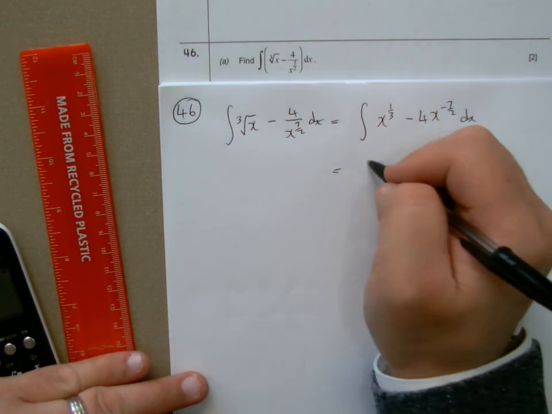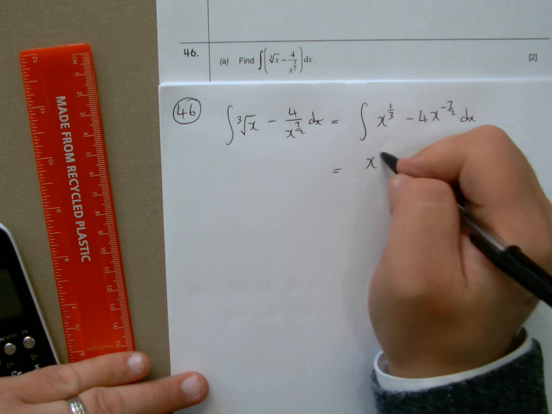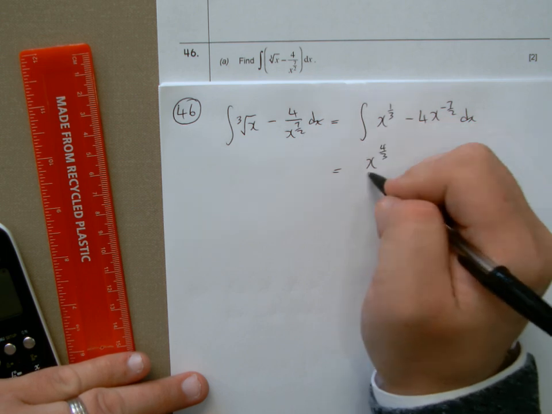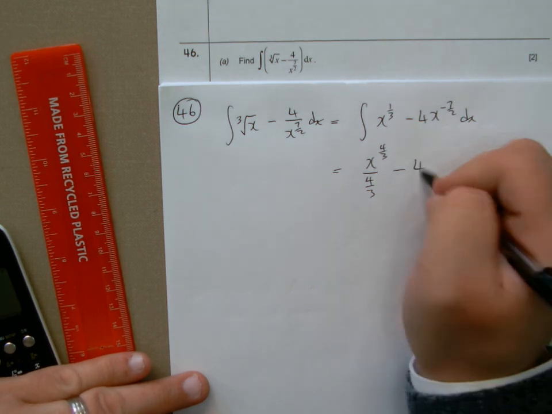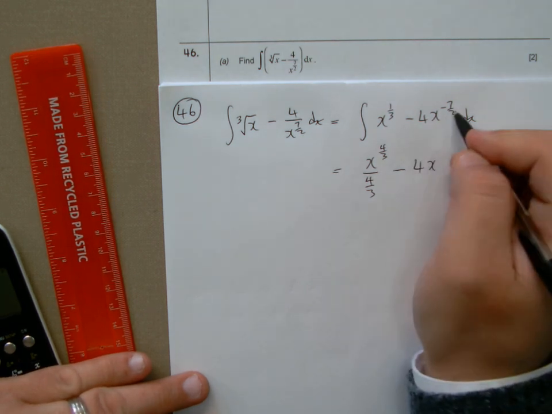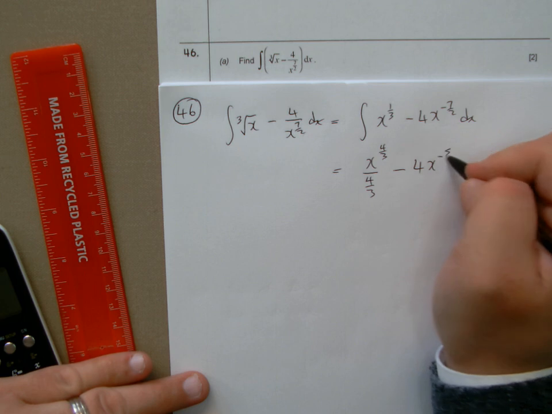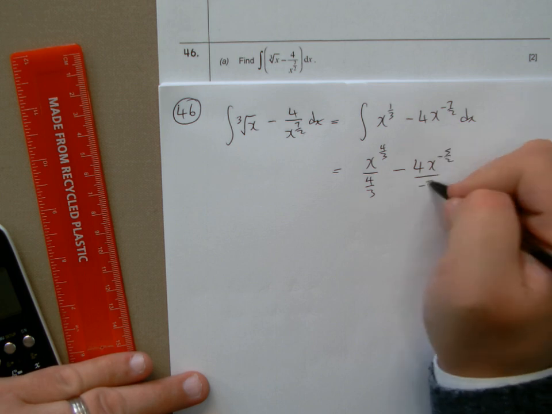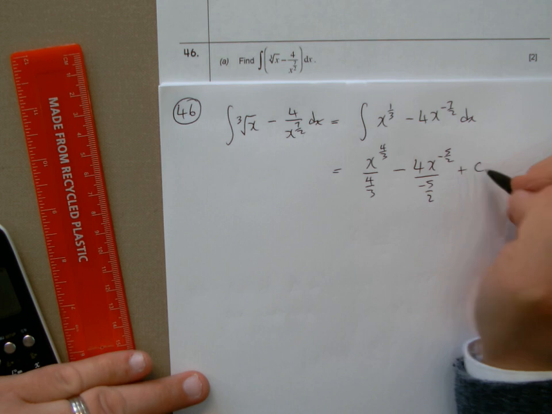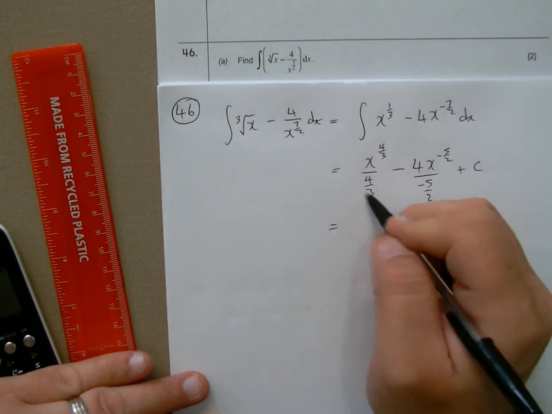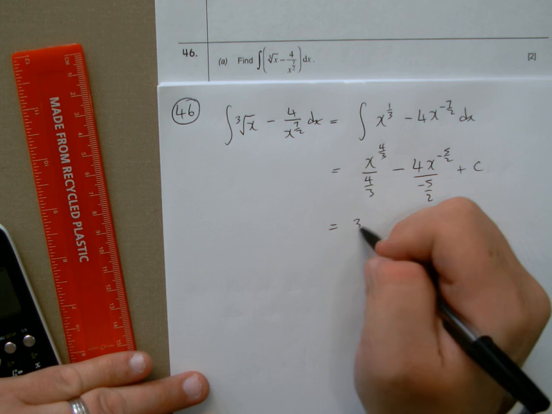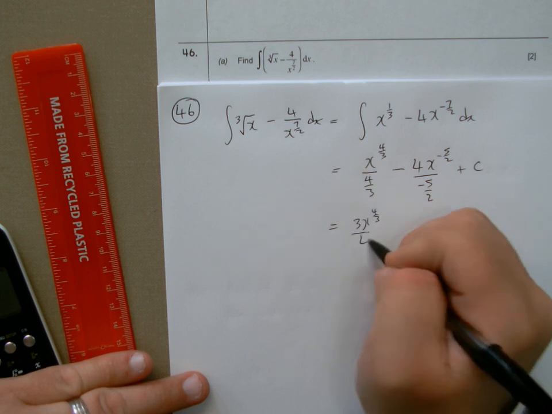So then, when you integrate, you add 1 on to the power. So 1/3 becomes 4/3. When you add 1 on, divide by that new power. Take away 4 then, x, will add 1 to that power, so minus 7 over 2, add 1 becomes minus 5 over 2, divide then by that new power, plus then a constant. And to simplify then, remember, just take the fraction on the bottom, so take the bottom number up, so it'll be 3x to the power 4/3 over 4.